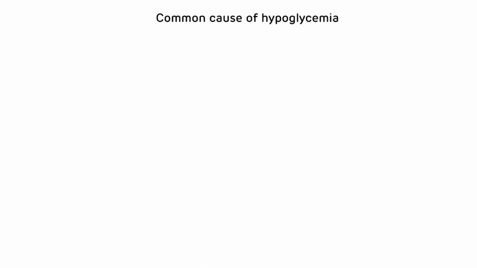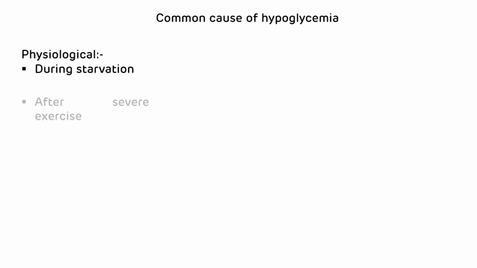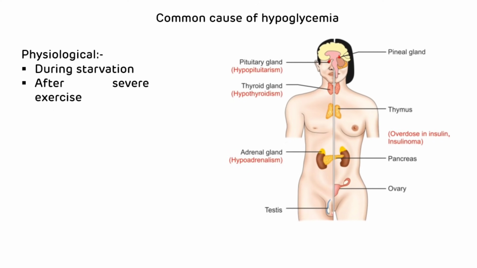Now, common causes of hypoglycemia, that means reduced blood glucose concentration. The physiological reasons are during starvation and after severe exercise. And the pathological reasons for the hypoglycemia are overdose of insulin, insulinoma, and if there is a decreased activity of the pituitary gland, thyroid gland, and adrenal gland. Along with that, glycogen storage diseases. All this can lead to the hypoglycemia.